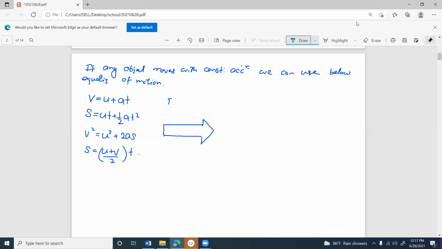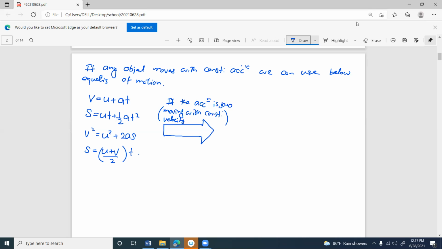If the acceleration is 0, that means what can you say? It is moving with constant velocity. Moving with constant velocity. What happened to these equations?